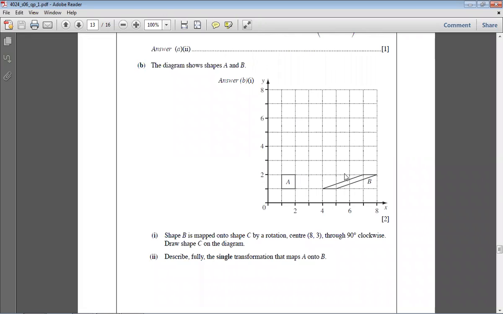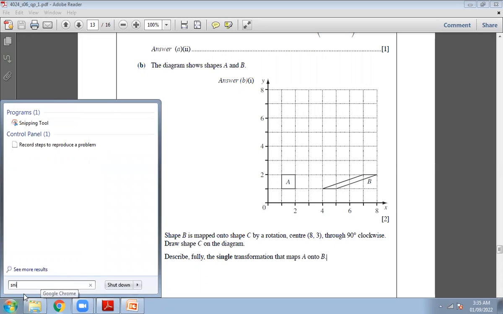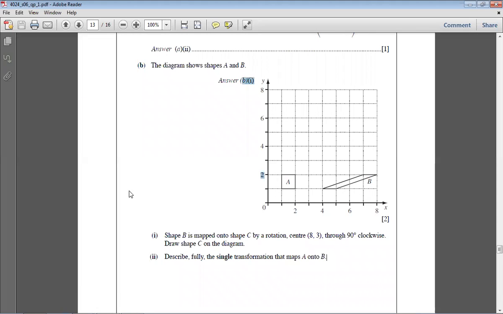A onto B. So this is, you see this shape, what happened with the shape? That is definitely shear. And look at this point. This is 1 centimeter from this line. So if you want to find out, I can show you how you find the infinite line. So we are talking about this portion now. So let me take the snipping tools. Snipping tools. I will show you how I find the infinite line.